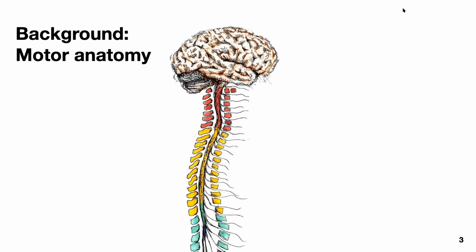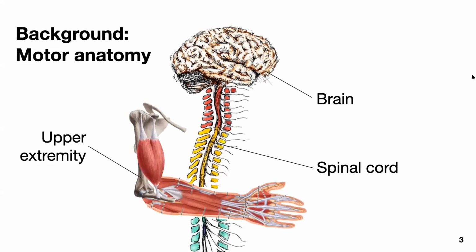So we'll start out easy. This is a brain, and this is a spinal cord. This is an arm, all right? And our brains can control our arms by activating neurons in a part of the brain called the primary motor cortex. When these neurons are activated, they send an electrical signal down into the spinal cord, which is then carried on to our muscles and allows for our movements.